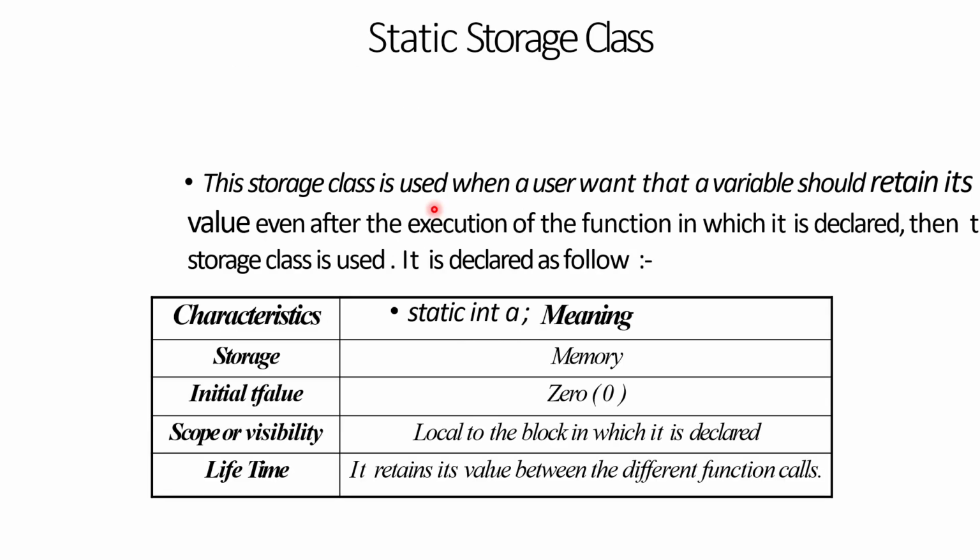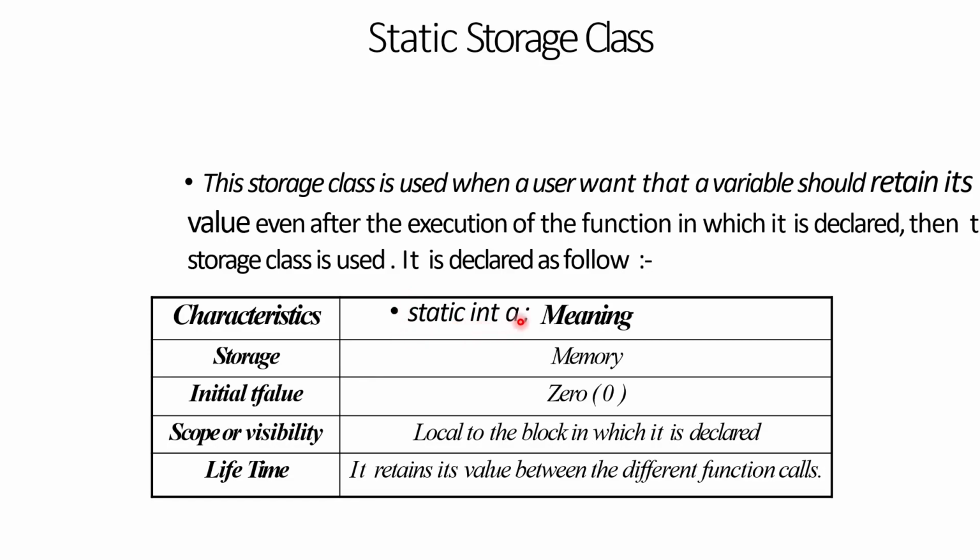Now this static storage class is very vital, because it has a lot of difference in these 4 parameters. First of all, the storage is the same as automatic. That means the storage is in RAM. But the initial value is 0 here. That means if you declare a storage class as static, like you see here, static int a, like this we declare.